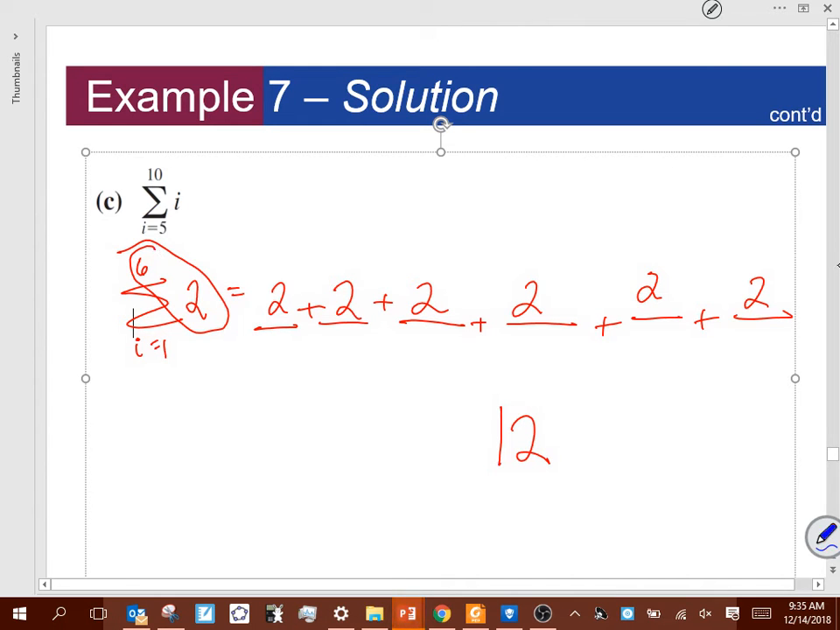Here's the thing, in that last question, or something similar to that last question, instead of starting at i equals 1, let's say i starts at 4.